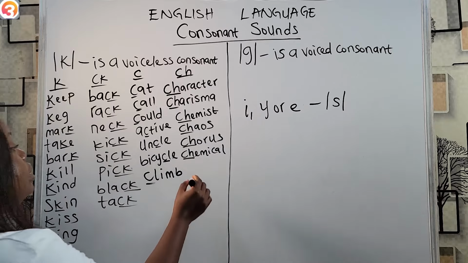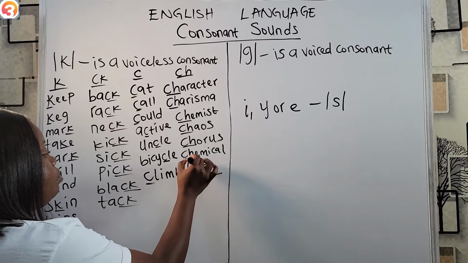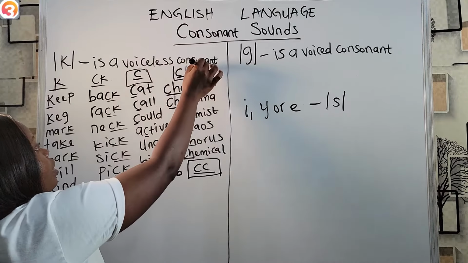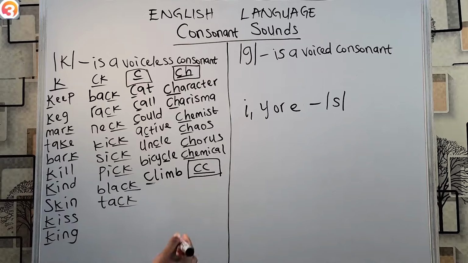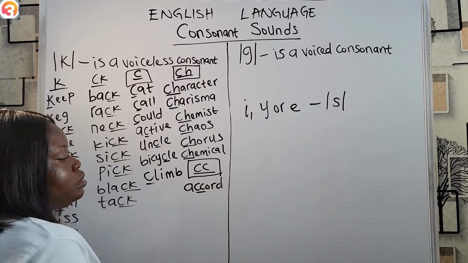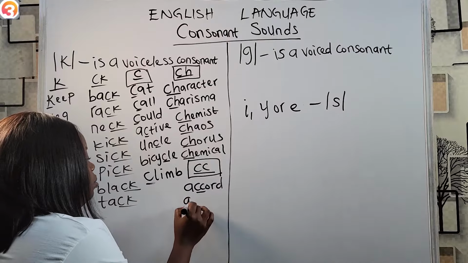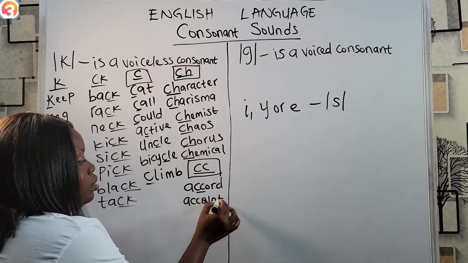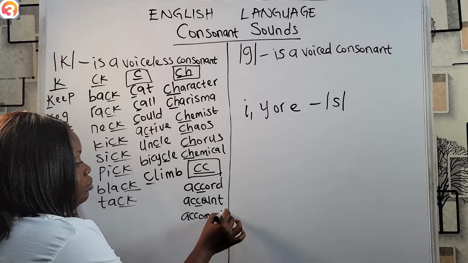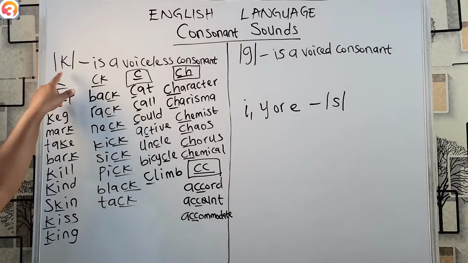We also have it in CC. Let's try and box them so we can differentiate the spelling ways from the examples. So we have words containing CC like accord. The CC produces the K sound. Account, most words like this, accommodate. The CC in these words produces the K sound.